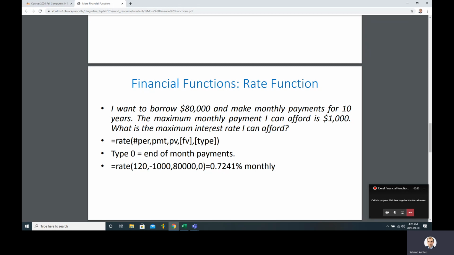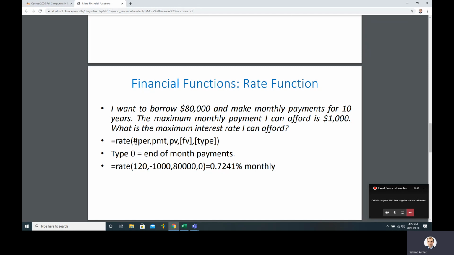So with this example, you know how much you can afford, you know how much you're borrowing, and you know that you're going to be making monthly payments for a given period of time. But what you don't know, or have not been given, is the rate that you can actually afford, given you may be offered different options. So we are going to use the RATE function.